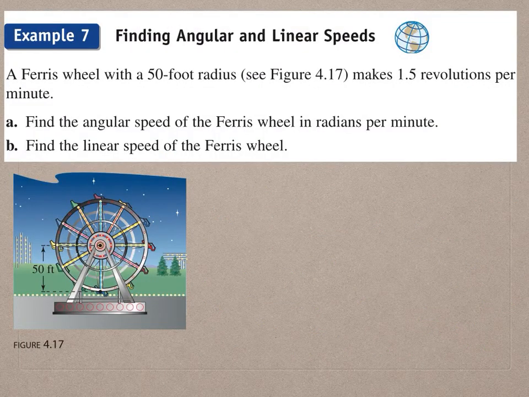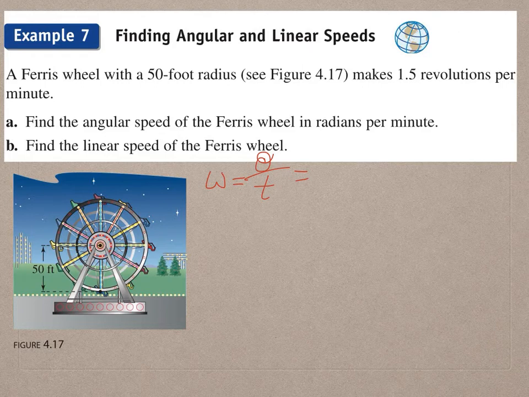Okay, so for the next one, we're going to look at a situation with a Ferris wheel. It has a 50-foot radius, and it makes 1.5 revolutions per minute. We want to find both angular speed and linear speed of this Ferris wheel. So let's start with our angular speed, which we use omega to represent. Mine looks like a W, but you can do better than me. And that is just your central angle, theta, divided by time.